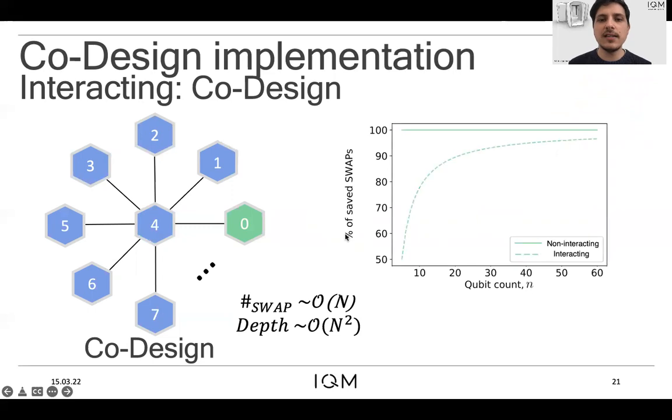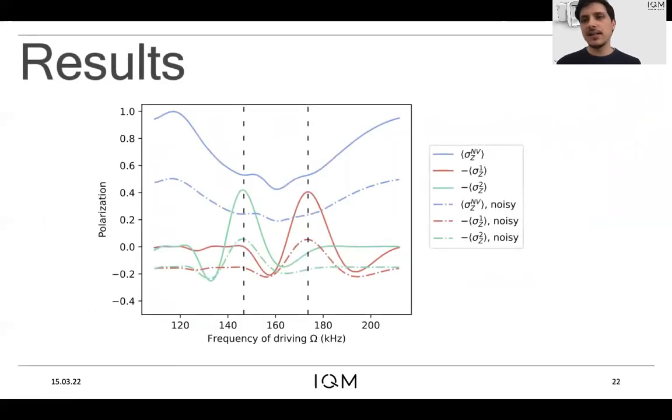So if we now study the percentage of saved swaps by using co-design instead of square grid, we can see that for the non-interacting case it is 100% because we were including no new swaps. But for the interacting case, it's still really nice because we can save up to 90% of the swaps by using 20 qubits, and it keeps growing. So co-design in general can perform better than square grid for this specific problem and just for the number of swaps. So how is this translated to the real results we can find on a quantum computer simulation?